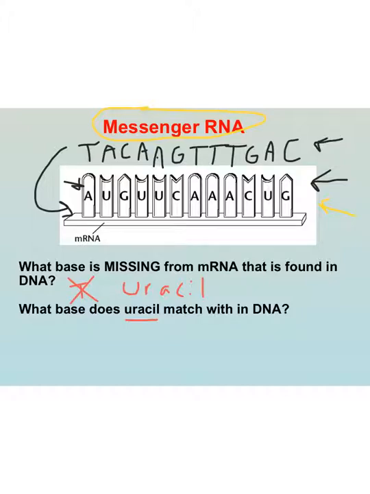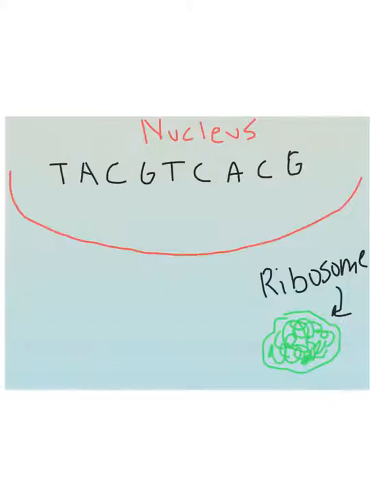Uracil. And what base does uracil match with in DNA? Well, there's no more A goes with T, but A now bonds with U, and C will still bond with G. So, C and G stay the same. There's just no more T in RNA. We replace it with U, or uracil.